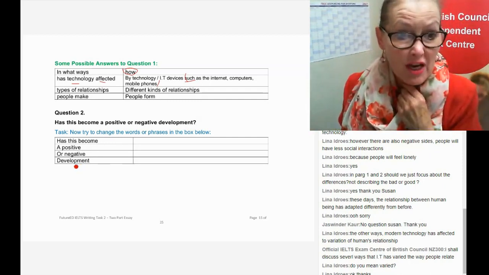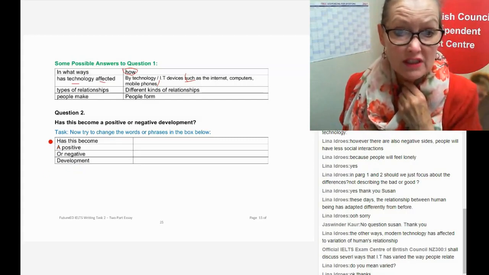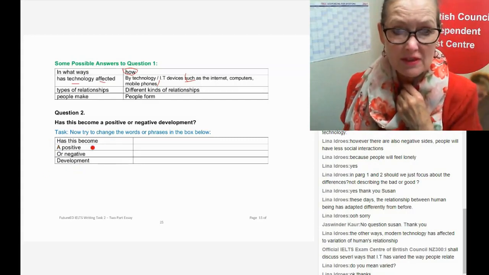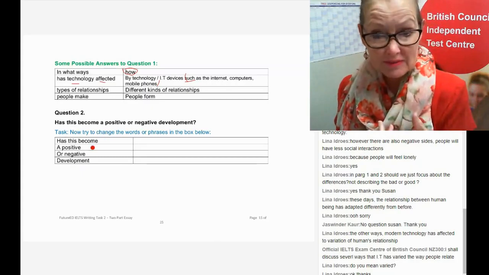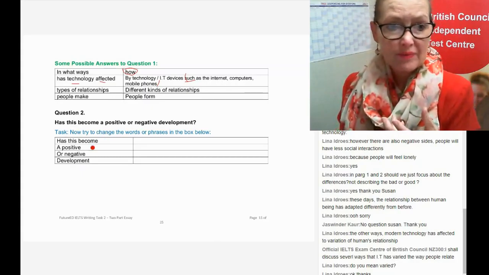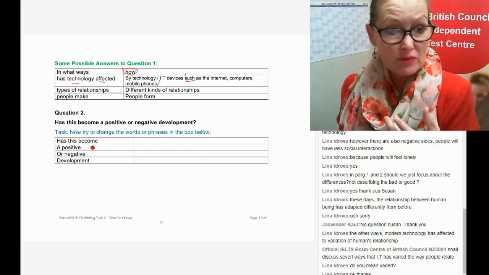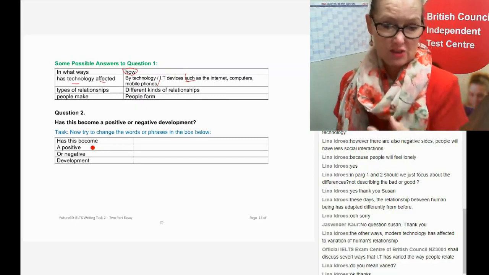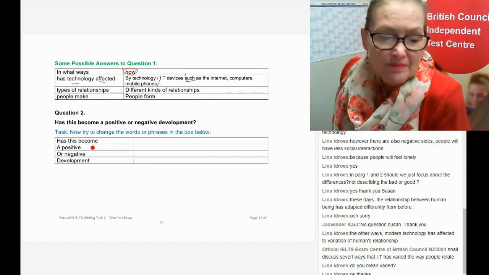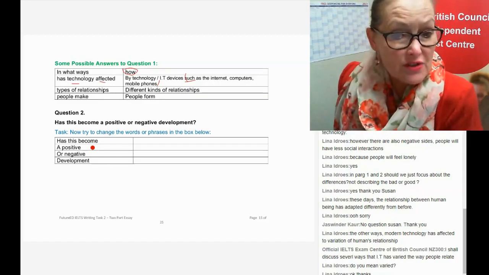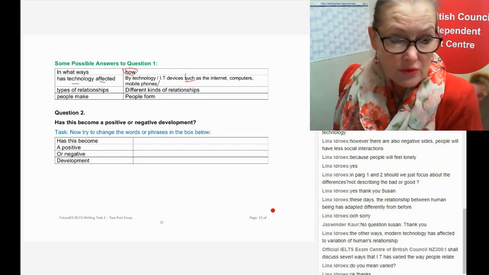And then we talk about types of relationships. We could say different kinds of relationships, or again, we could say how people relate and how people make relationships. We could say how people form relationships. So take a screenshot of that and then try to do the same thing for question 2.